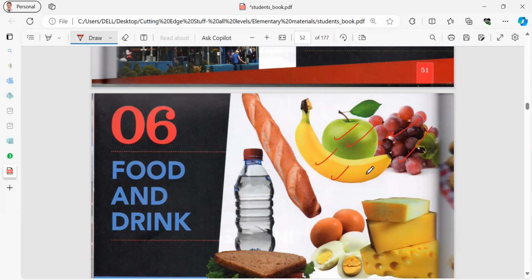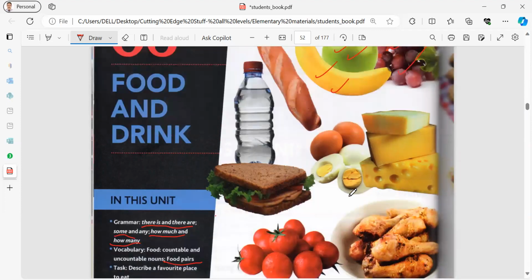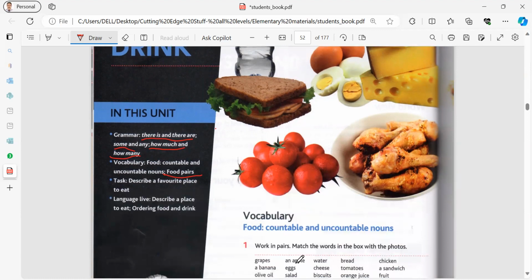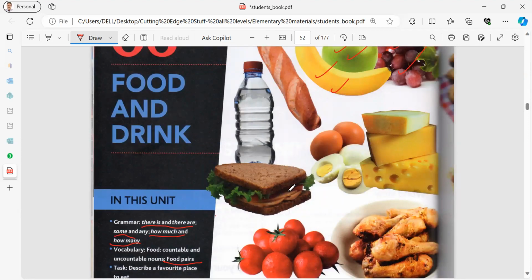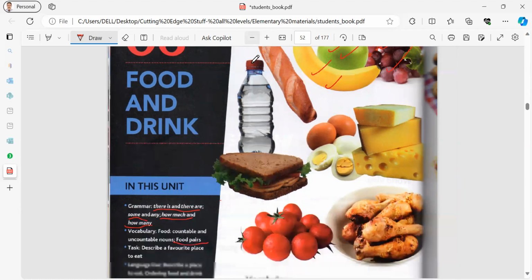Can you see any fruits or only these three? What about vegetables? Tomatoes. Right? What about any meat, Abdulaziz? Can you see? Here, chicken. Maybe beef, I think. Beef or healthy food. Healthy food, right? So, cheese, eggs, right.